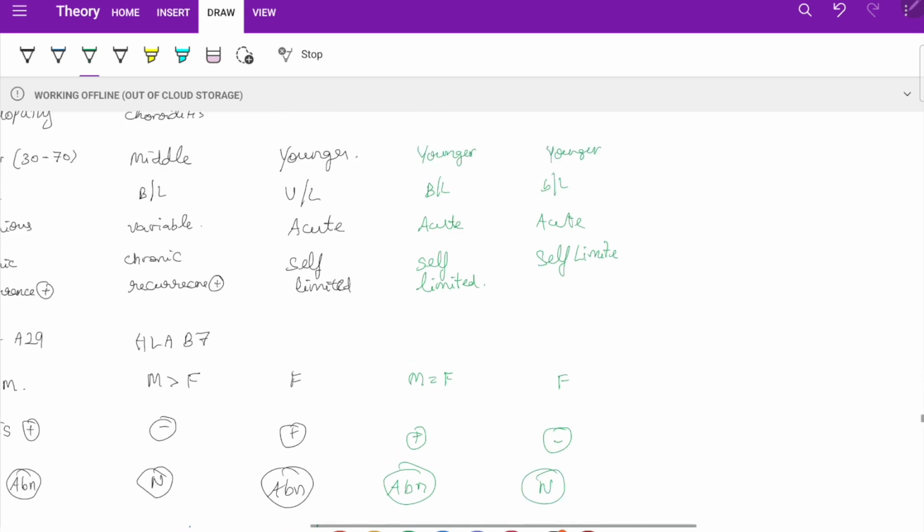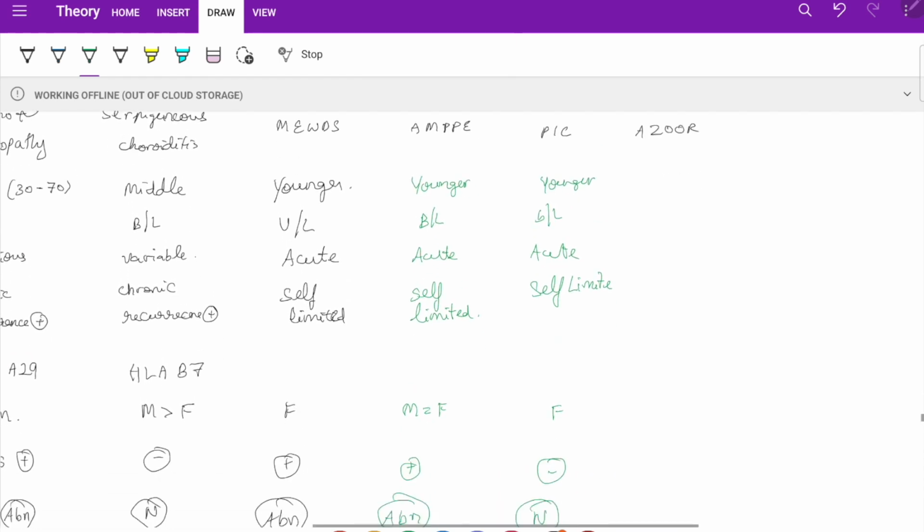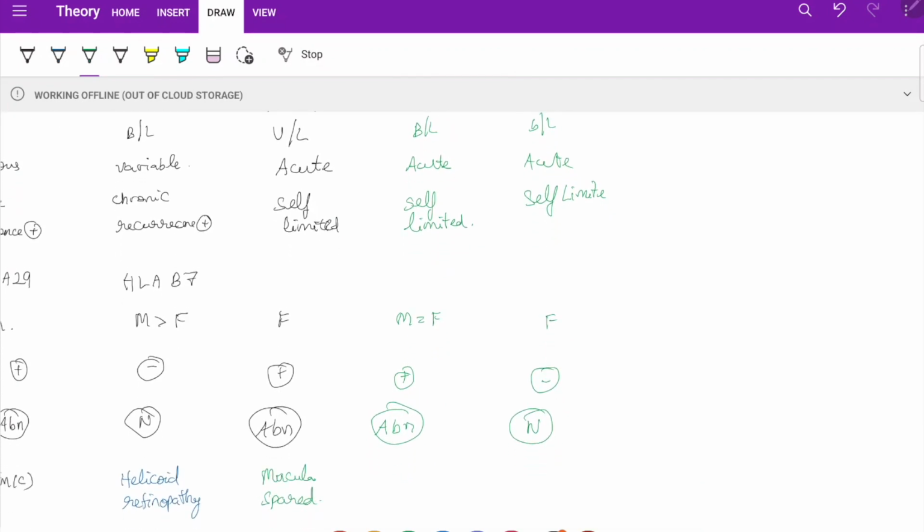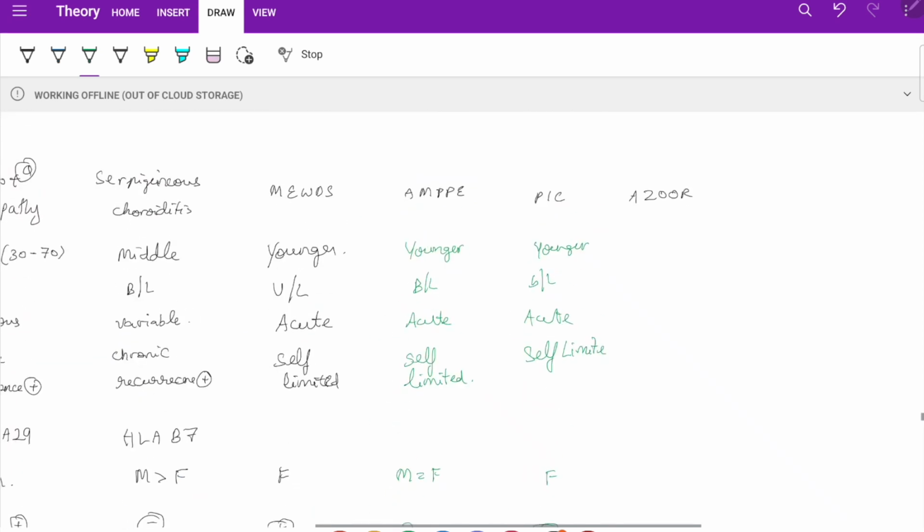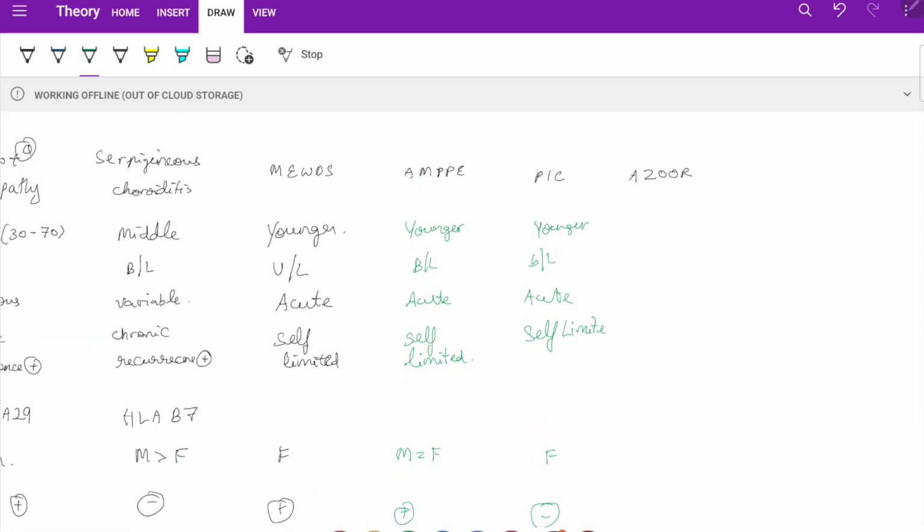If you ask about the difference: the presentation is the same in both, but vitritis will be present in acute posterior multifocal placoid pigment epithelium, whereas in punctate inner choroidopathy there is going to be absent vitritis plus a normal ERG. Okay, so choroidal neovascular membrane develops in 40% of patients with punctate inner choroidopathy.